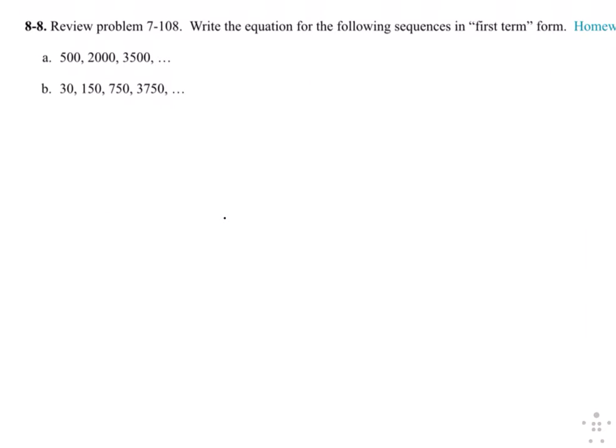Okay, 8.8 says write the equations in first term form. That's explicit. They should say in explicit form, right? We don't use first term. We say explicit form.